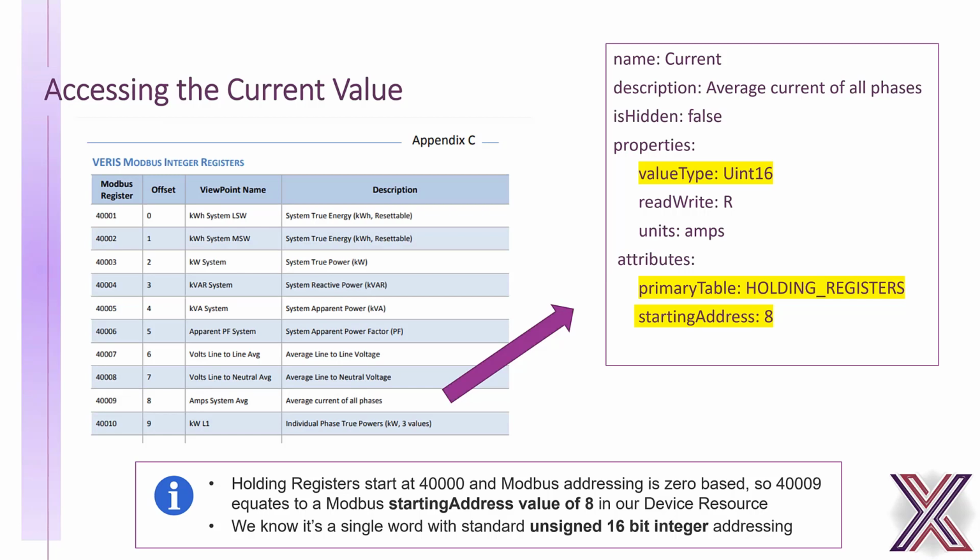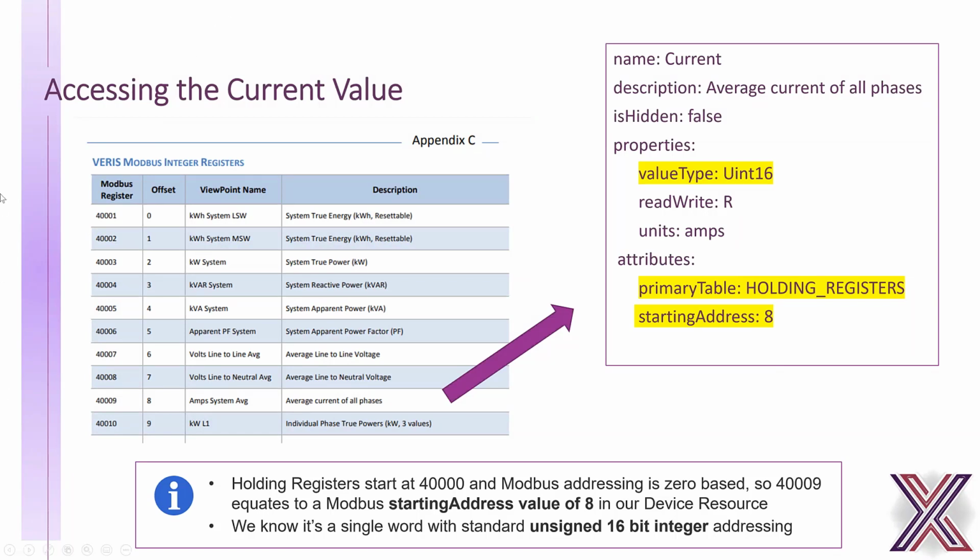And another thing is that I've highlighted here the key points, we need to set the value type. So this guide doesn't explicitly tell us, but we can infer that it's an unsigned 16-bit integer, because we can see that there is a following register that's occupied. So register 40,010 is occupied, so it means there's only a single word available for our current. So we can infer that it's an unsigned 16-bit integer, and that's how we configure that.